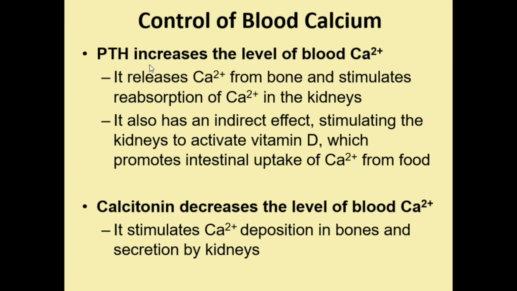So how do they work? Well, parathyroid hormone will increase the levels of blood calcium. How does it do that? It releases calcium from our bones, and it will stimulate the kidneys to reabsorb more calcium. Those are two really important modes of action there. And we can also see that it will have an indirect effect as it stimulates the kidneys to activate vitamin D, which will promote the uptake of calcium from our food in our intestines. So we can see some very different but incredibly powerful reactions to parathyroid hormone.